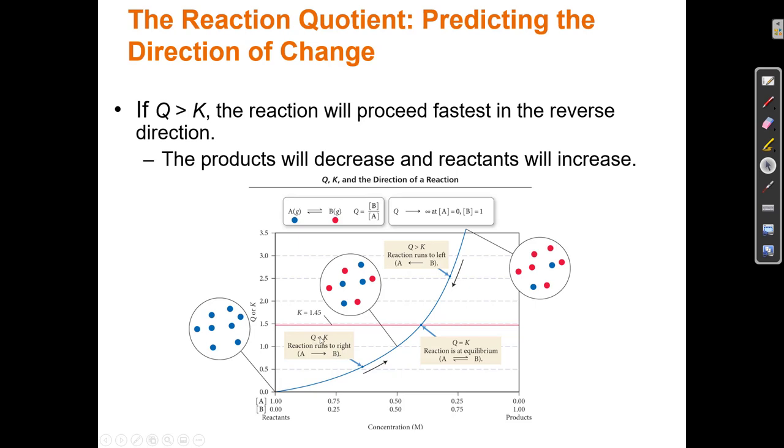If Q is smaller than K, then that means my reactants are too big or my products are too small, depending on how you want to look at it. And if my product is too small, then the reaction has to run to the right. A turns into B, so I can convert some reactant into product, because if Q is smaller than K, the only way to make Q bigger so that it equals K is to turn reactant into product. Then the product will become bigger, the numerator will get bigger, and Q will get bigger until finally it equals K, and I'm at equilibrium. So calculating Q by plugging in those concentrations tells me, is my reaction at equilibrium or not? I just compare Q to K, and I can figure out if it's at equilibrium or not.